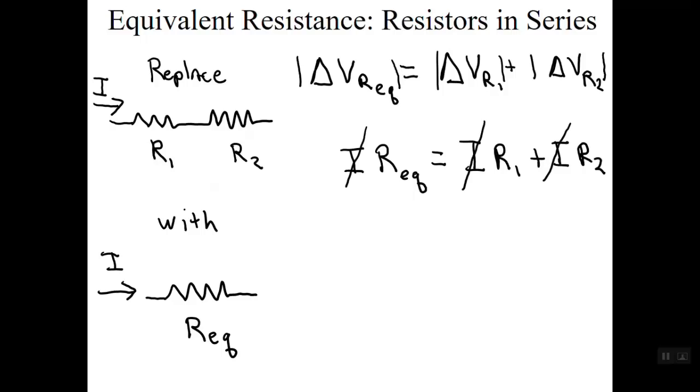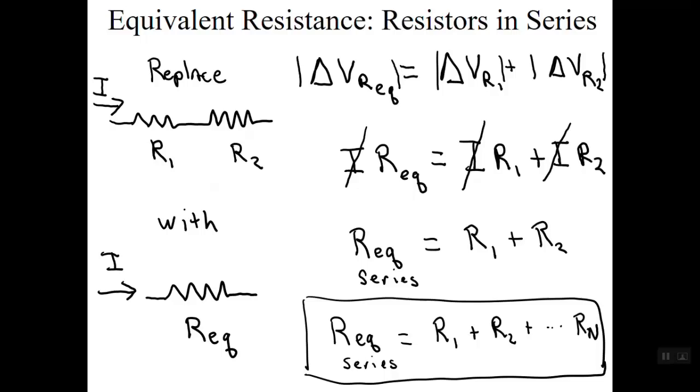So that common current I cancels out, and we end up with this expression, which tells us that for two resistors in series, the equivalent resistance is just the sum of the resistances of the two original resistors. This holds in general. That is, for n resistors in series, the equivalent resistance is the sum of the resistances of all the original resistors.